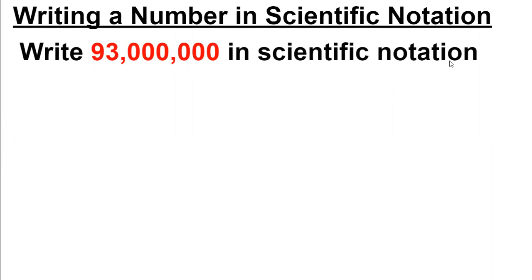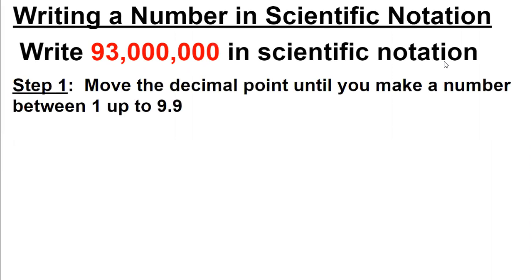Writing a number in scientific notation, let's start with 93 million. That's a pretty big number that we probably want to start using scientific notation for because of all the zeros that we're dealing with. Step 1 is to move the decimal point until you make a number between 1 and up to 9.9. You don't want to get to 10, that would be wrong. So here's our number. First we're going to put our decimal point after the number because it is assumed that there is a decimal point after the end of every number. It's just we don't show it if there's nothing to the right of that decimal place. So we stuck our decimal in there at the end.